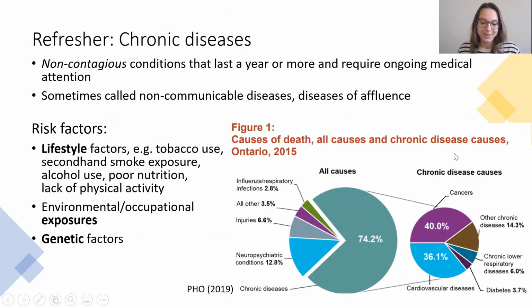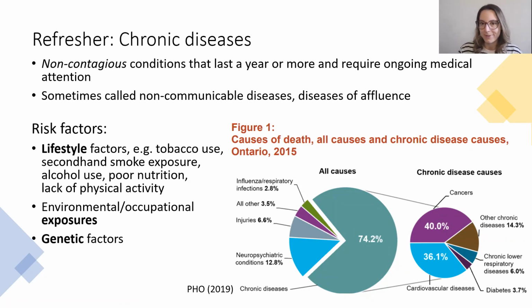So as a refresher, what do we mean when we're talking about chronic diseases? Well, they are essentially any sort of non-contagious condition that lasts a year or more, and they generally require some sort of ongoing medical attention, some kind of maintenance, potentially prescription medication over time. Now, chronic diseases are also sometimes called non-communicable because they are not infectious, they're not contagious between individuals. You can't catch it from someone else.